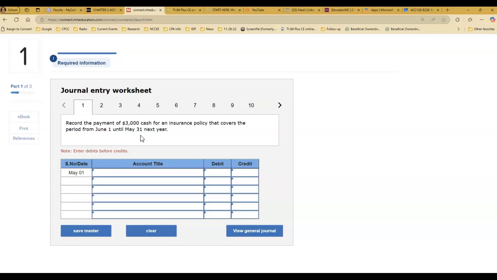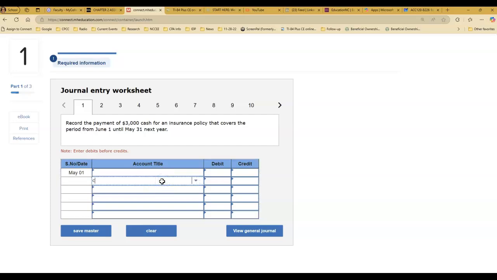A couple of things to note here. When we're the purchaser of the insurance, notice that the date this transaction is occurring is May 1st. When does this insurance start? June 1st. So, a couple of things to note here. One, we've got a cash payment going out.